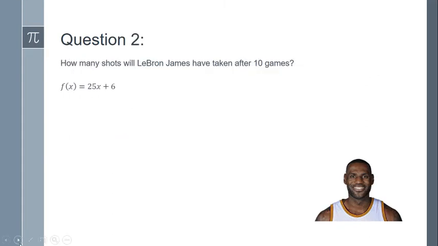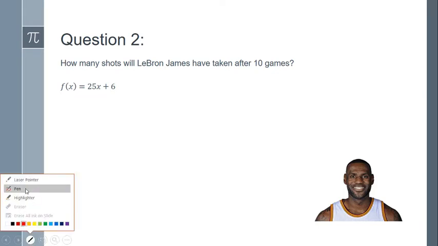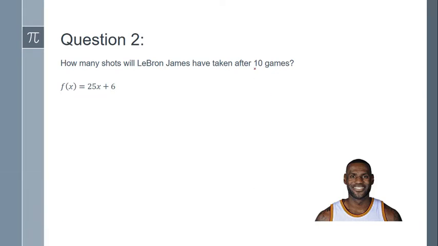All right, so how many shots will LeBron James have taken after 10 games? So remember here, X is representing the number of games. So I like to call this type of problem plug and chug, right? It is telling us that X is equal to 10. So you might have seen this type of problem before in previous classes where they give you some kind of expression and then they say let x be some number and you just have to plug it in and solve using the order of operations.